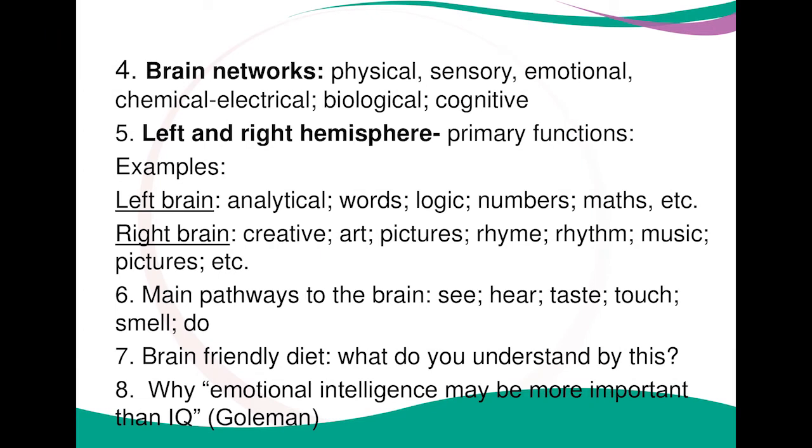The next part in chapter 3, we talk about brain networks. The physical, the sensory, emotional, chemical, electrical, biological, the cognitive. How the brain networks with all of these different pathways. Then we have the left and right hemisphere of the brain. Let's look at some of the primary functions. Remember, there's many primary functions. I am merely giving you a few examples.